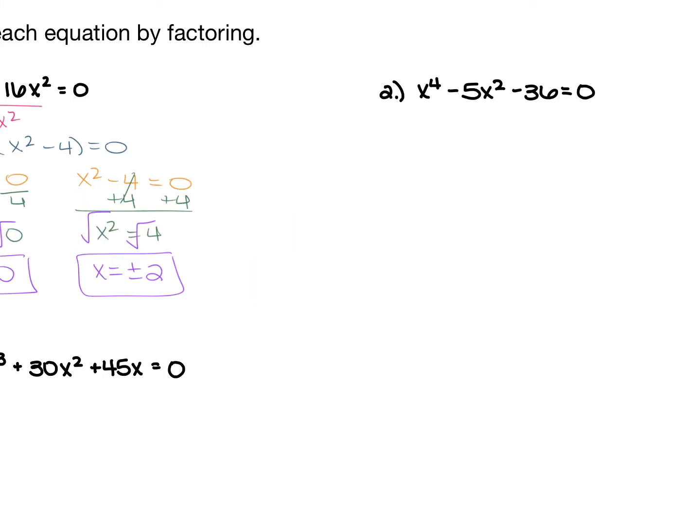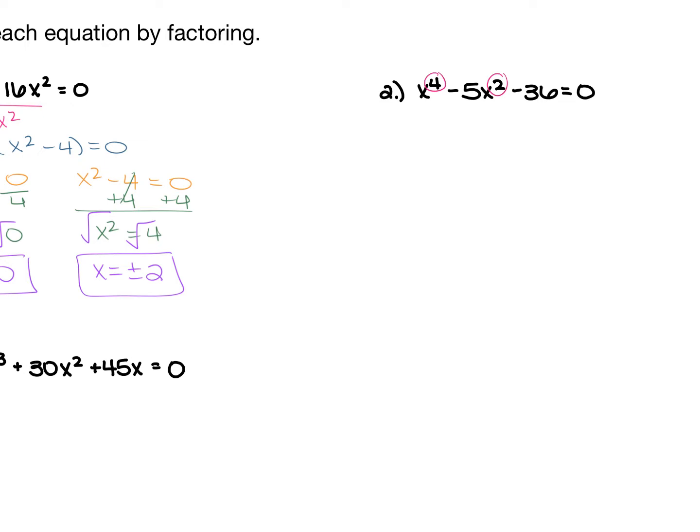For number 2, you have x to the 4th power minus 5x squared minus 36 is equal to 0. For this one, you have an x to the 4th power, not an x squared. Just like you have an x squared, not an x. So keep that in mind while you're factoring this.